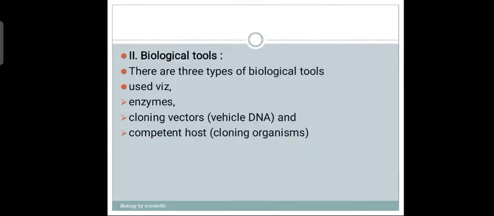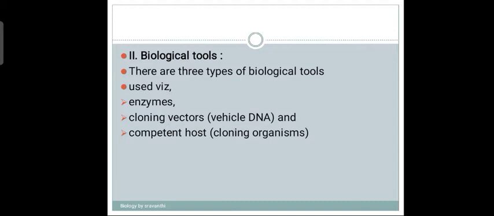So let us go into the topic. The topic is biological tools. What are the biological tools needed for rDNA technology? Mainly three tools are required: first, enzymes; second, cloning vector; and third, cloning organisms. These three are very important in rDNA technology.